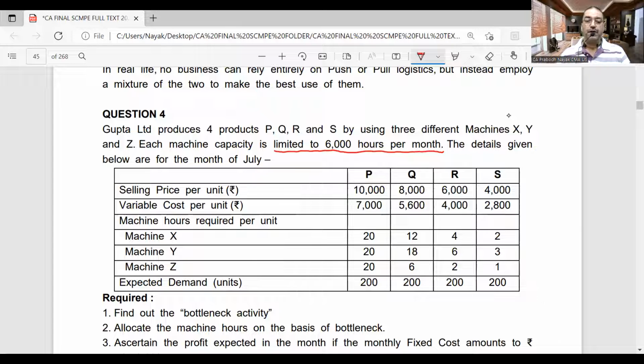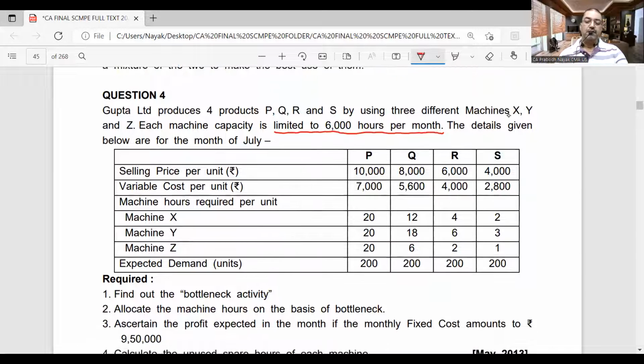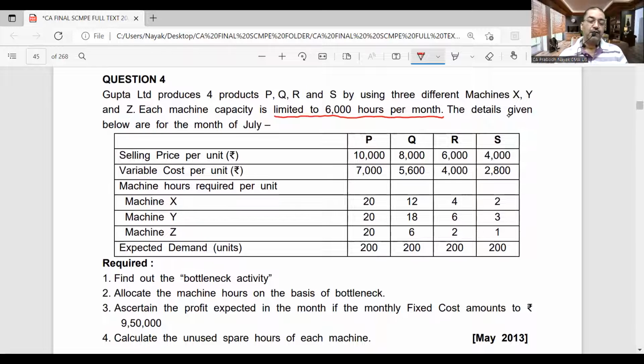You are given the selling price per unit, variable cost per unit, machine hours required per unit for X, Y, and Z, expected demand in units, 200 for all the 4 products. Find out the bottleneck activity, that is the first thing. Second, allocate the machine hours on the basis of bottleneck. And third, ascertain the profit expected in the month if the monthly fixed cost amounts to 9,50,000. And also calculate the unused spare hours of each machine.